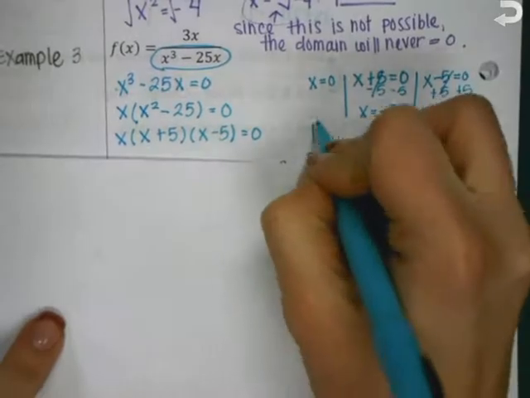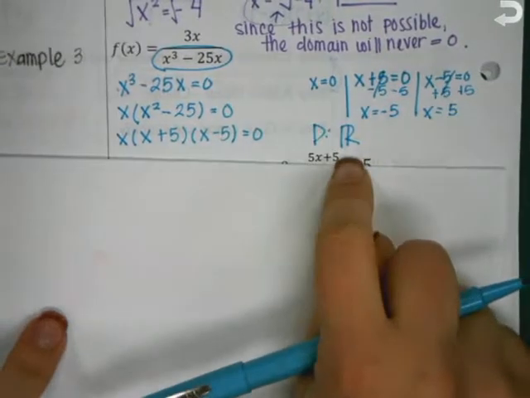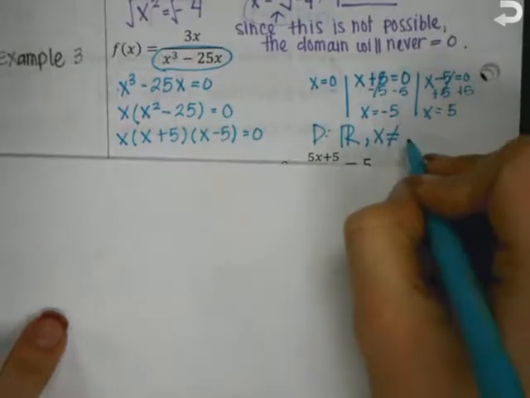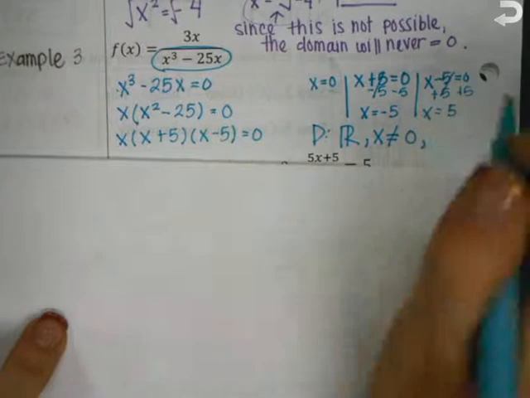My domain is all real numbers, except x cannot equal 0, negative 5, or positive 5. How can we write that? Plus or minus 5.